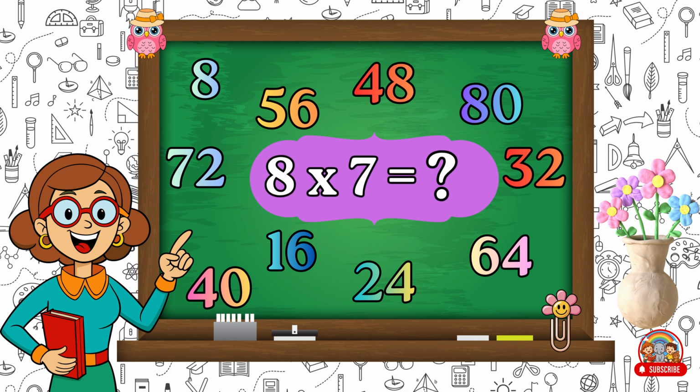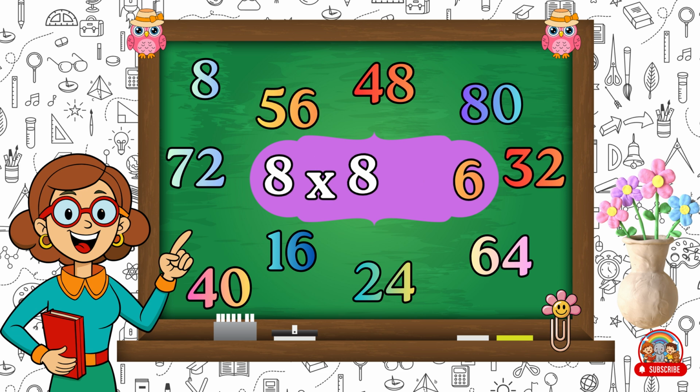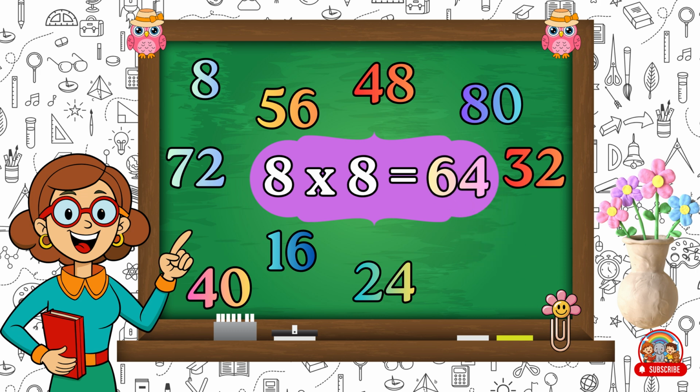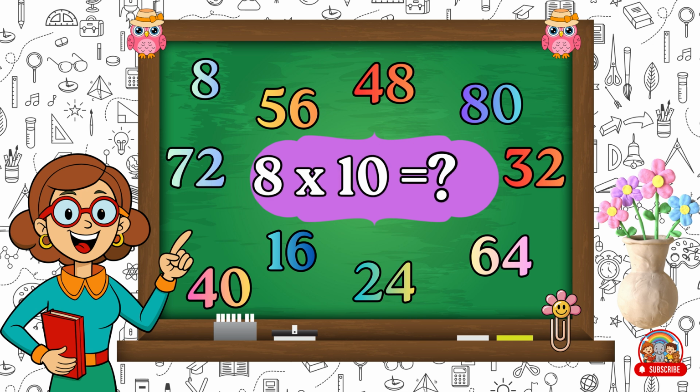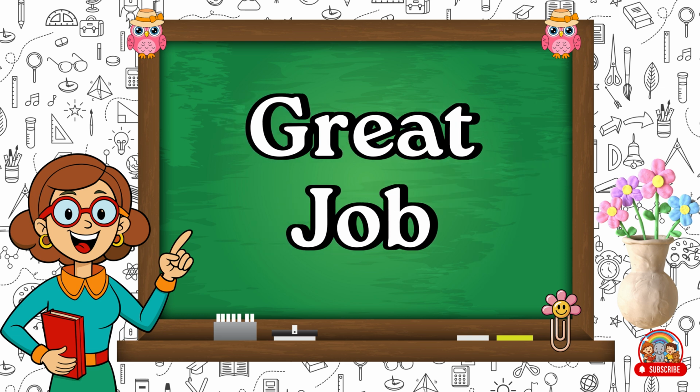8 sevens are 56. 8 eights are 64. 8 nines are 72. And last, 8 tens are 80. Great job kids!